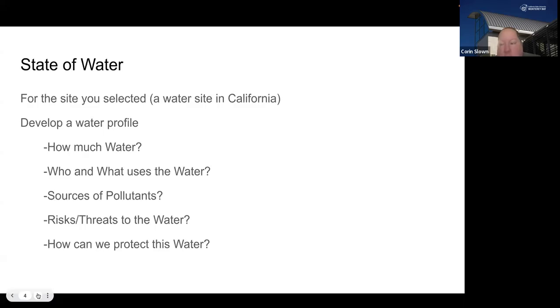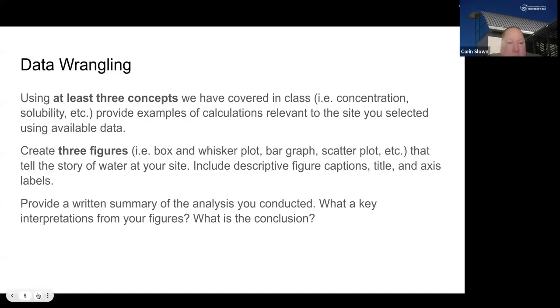So the state of water is the kind of written exposition that takes your case study introduction and develops it further. And then your data wrangling is going to be at least 3 concepts that we've covered in class. So things like concentration or solubility. And you're going to provide example calculations for the site that you selected using available public data.